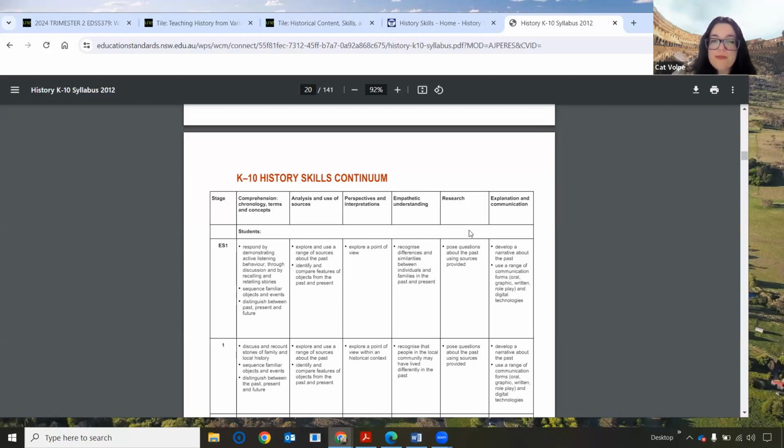So a lot of these go together, don't they? We analyze sources in order to understand perspectives. In order to understand perspectives, we need to have some sort of bit of empathetic understanding. In order to properly research, we often need to be able to comprehend what we're reading. So they're all interlinked.